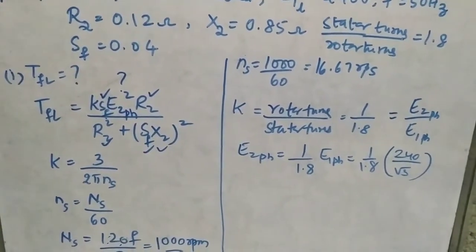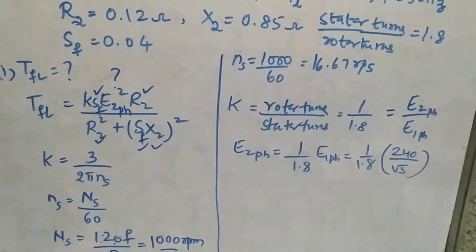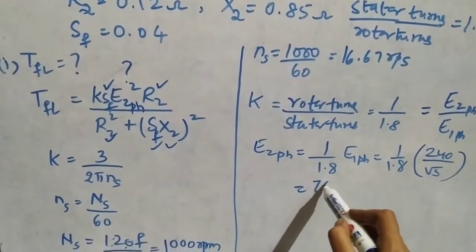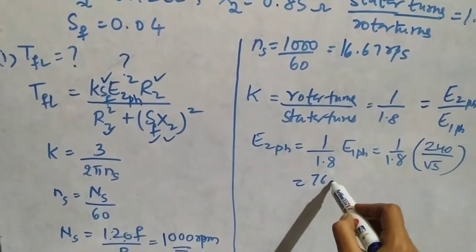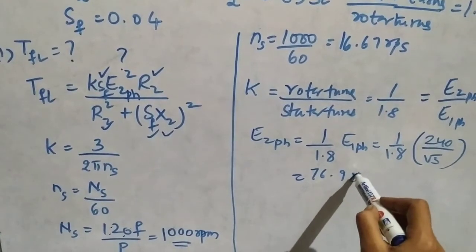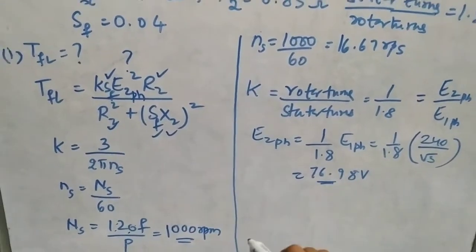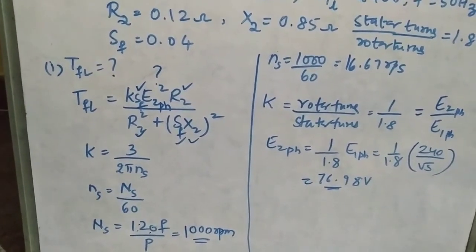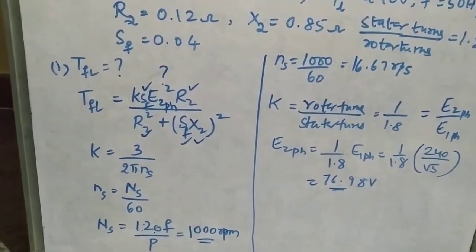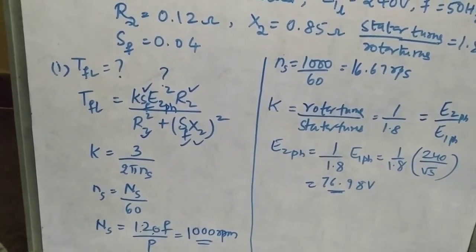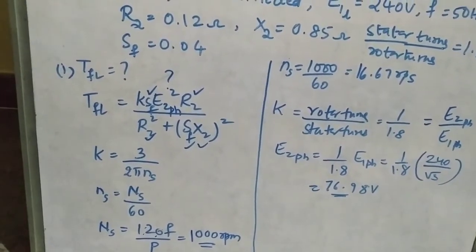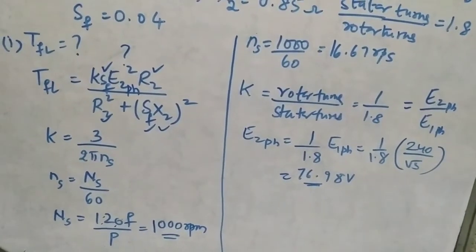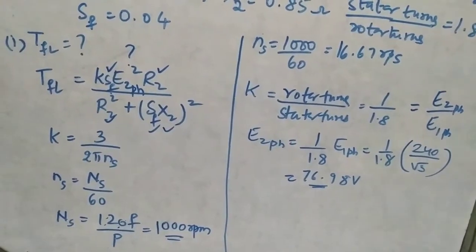So you need to solve this. When you solve, you'll get E2 phase around 76.98 volts. So that is E2 phase. Then after solving this, now you have to find out the full load torque. Substitute these values and find out the full load torque.